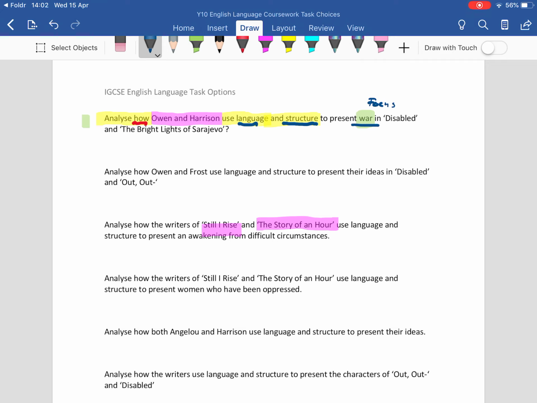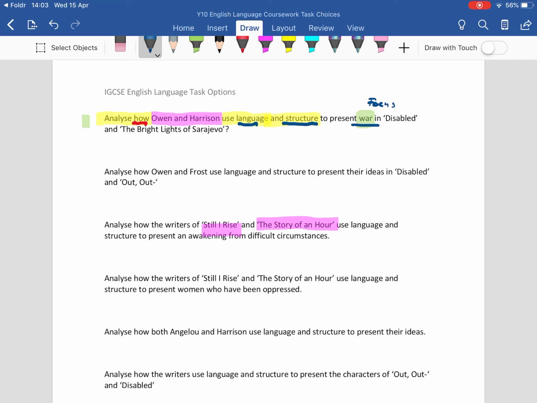The helpful thing with this one is that war is a very general theme. You can write about lots of different things. You can write about how the characters have been devastated by war. You can write about how one person's been injured. You can write about how the people of Sarajevo have shown determination and resilience in fighting back from this. You can compare how both writers show a contrast in their poems. You can write about how war dehumanises people, for example.